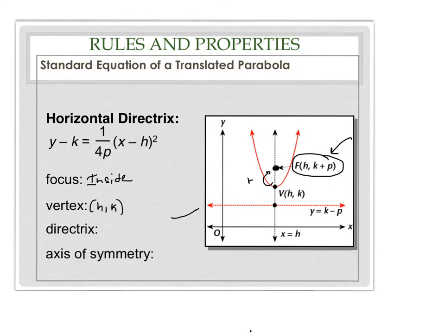The directrix is this line, and it's either going to be a y equal to or an x equal to. So those are different lines. Don't worry so much about all these different notations here, where y is equal to k minus p and stuff like that. We'll discuss those in greater detail as we do some examples. And then the axis of symmetry is the vertical line that goes through the vertex, and it could also be a y equal to or an x equal to equation.